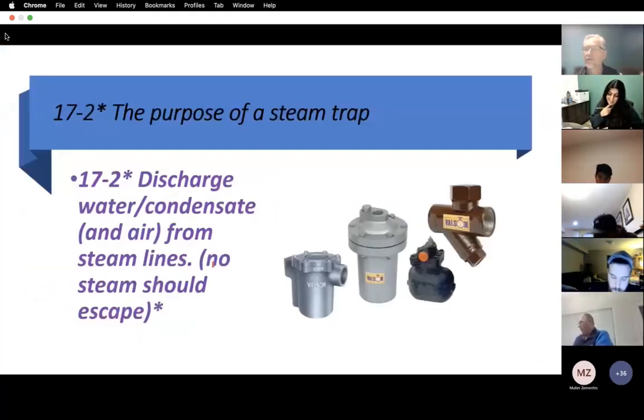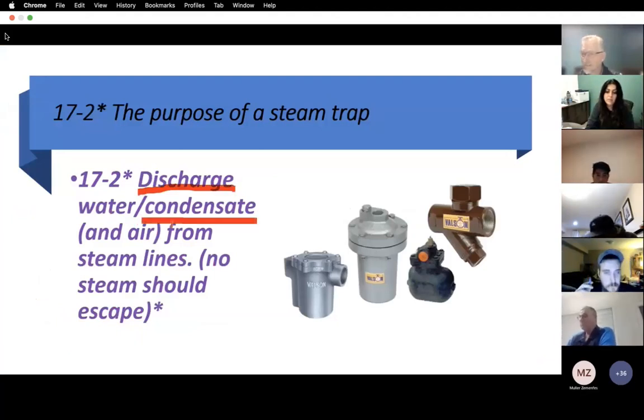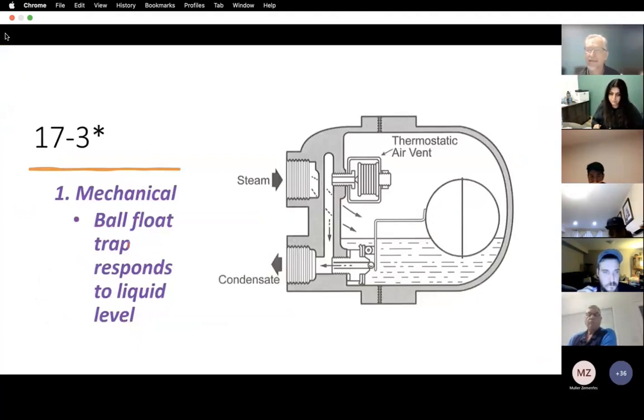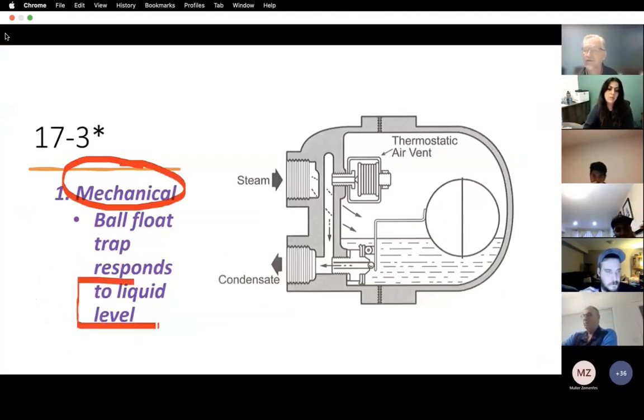Purpose of a steam trap is to discharge or remove any condensate. We call condensate water, also air, from the steam lines. No steam shall escape. How do we do that? Mechanical class, something mechanical is reacting to liquid level.